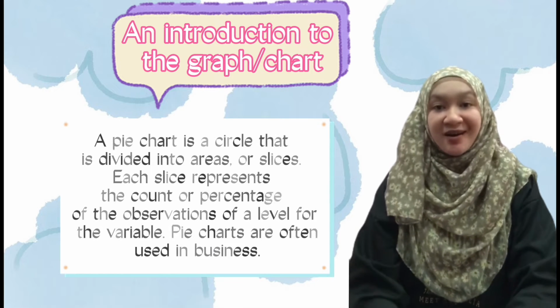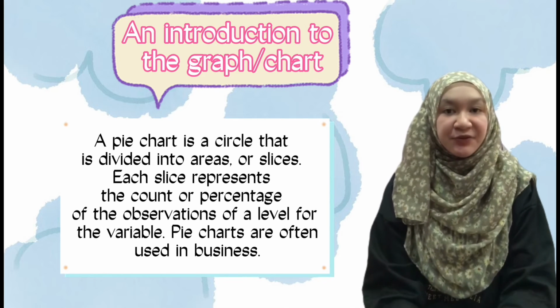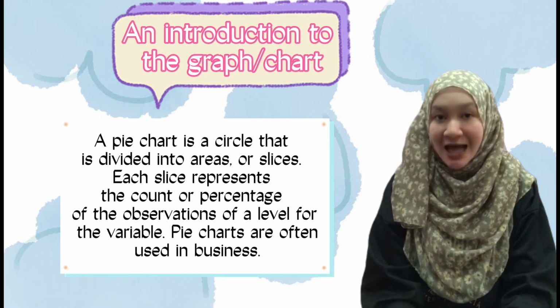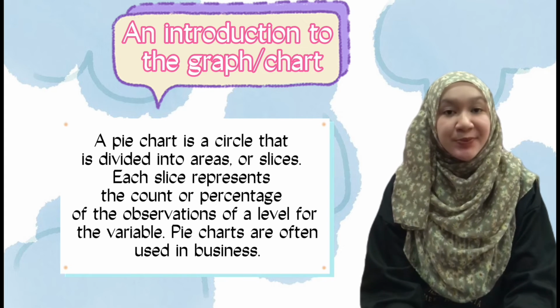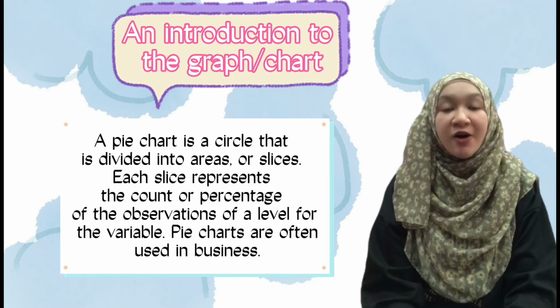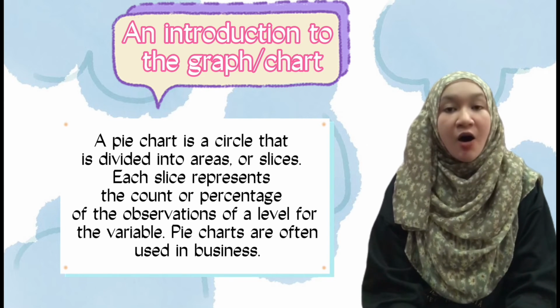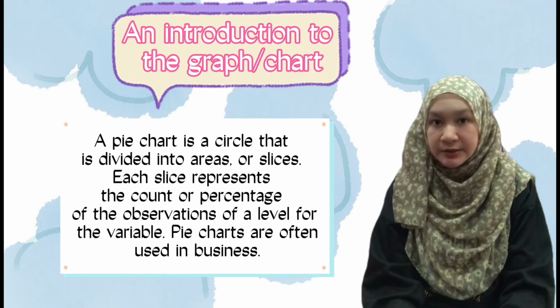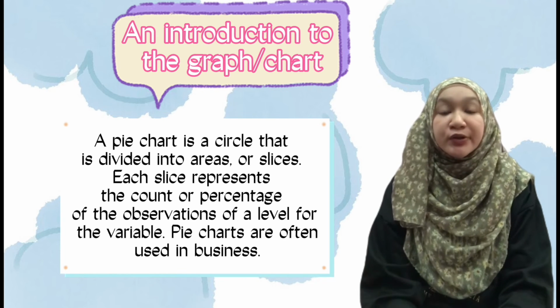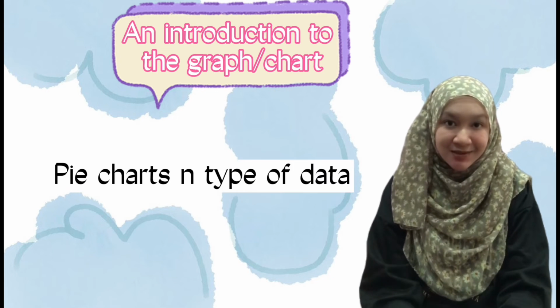A pie chart is a circle that is divided into areas or slices. Each slice represents the count or percentage of the observations of a level for the variable. Pie charts are often used in business.